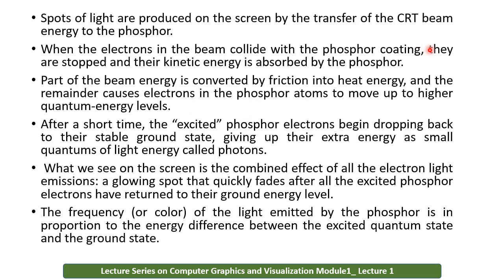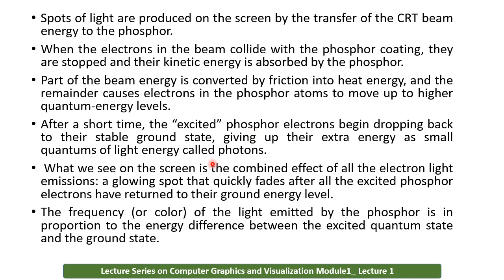And whatever spot of light is produced on the screen by the CRT beam generates energy, and that energy hits the phosphor. Wherever it hits the phosphor, the beam collides with the phosphor coating and is stopped, and its kinetic energy is absorbed by the phosphor. Part of the beam energy is converted by friction into heat energy, and the remainder causes the electrons in the phosphor atoms to move up to higher quantum energy levels.